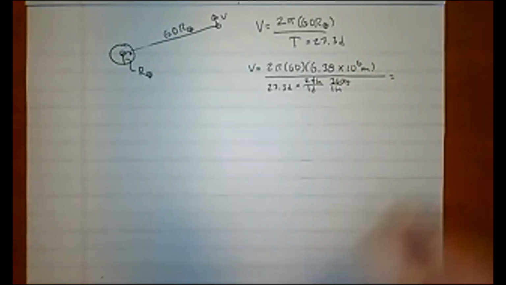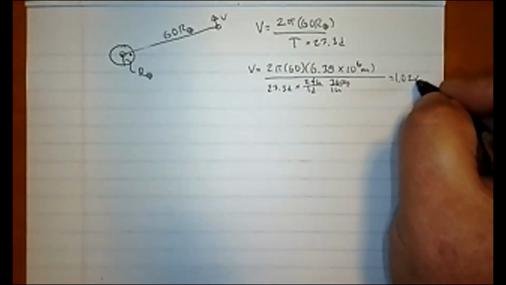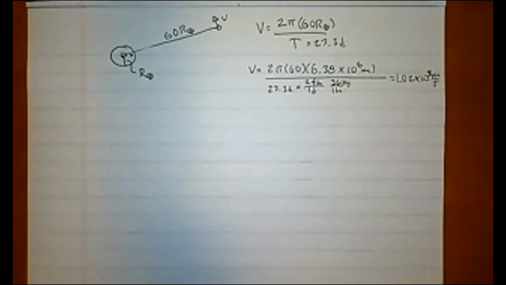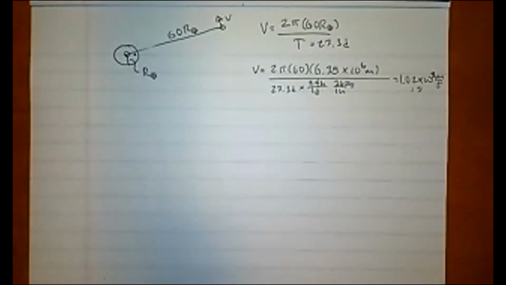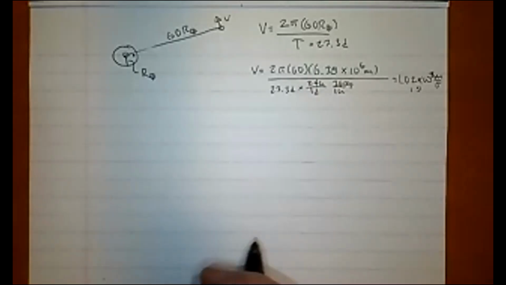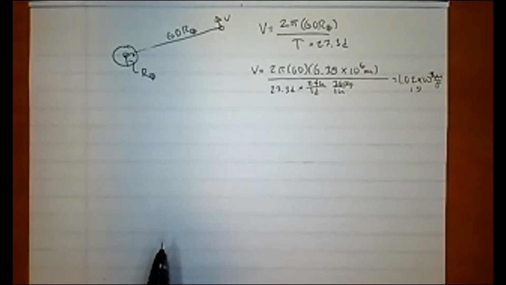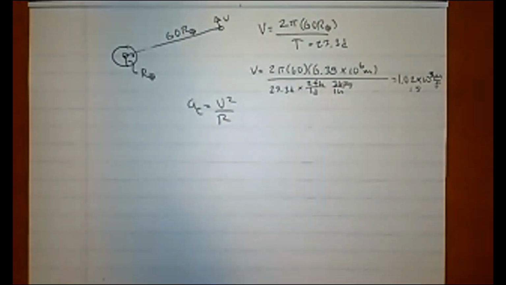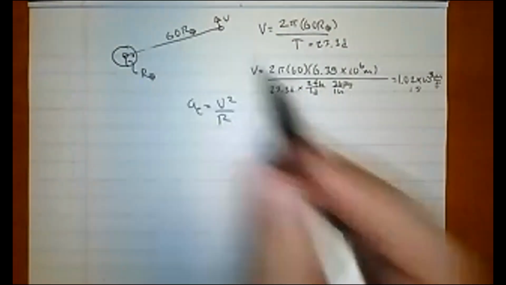In fact, when I calculate that velocity, it turns out to be 1.02 times 10 to the third meters per second. It's 1.019 actually, but I figured the 1.02 is good enough. So that's how fast it's going. It's literally going 1,000 meters per second. That's pretty darn fast, right? Well, the acceleration of the moon should be equal to v squared over r. So having that v and having the r being 60 Earth radii, we can now calculate that.